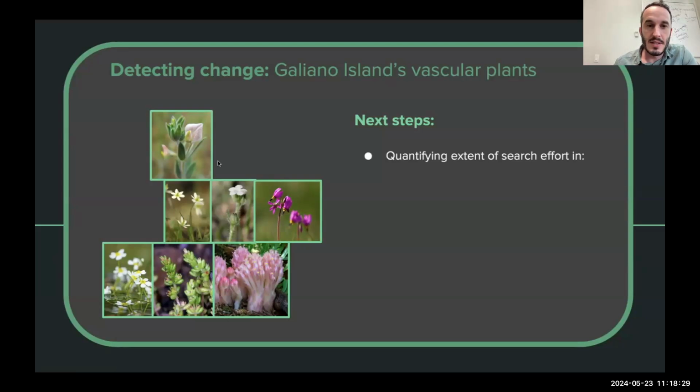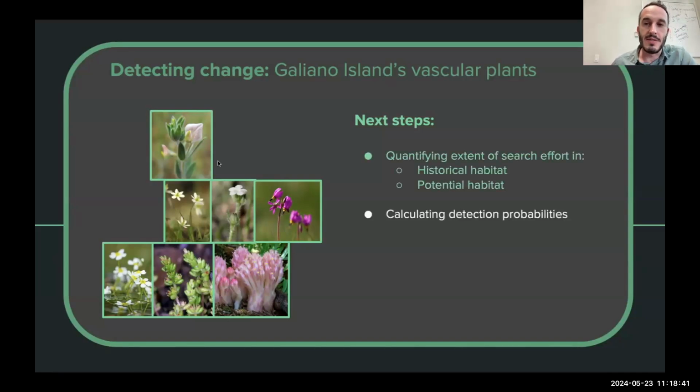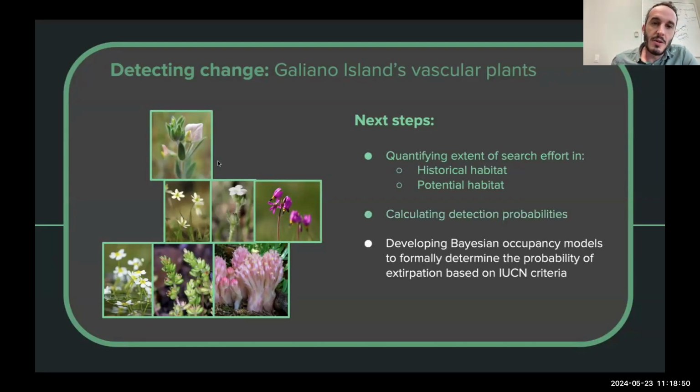So for next steps, we're currently working on mapping and quantifying the extent of search effort in historical habitat as well as potential habitat. Then because each species has its own unique ecology, we'll need to factor in detection probabilities. That is the probability of detection for a given species given so much search effort. And finally, we're going to develop a set of Bayesian occupancy models that will formally determine the probability of extirpation, which we're going to frame around IUCN criteria for species extinction or extirpation.